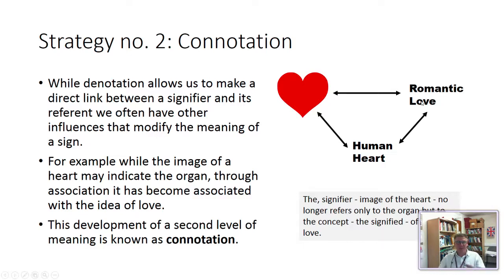And the development of a second level meaning is known as connotation, because although it looks like a heart, because we've associated it through the whole Valentine's card industry, it's come to mean this. And if I send someone a picture of a heart, it doesn't mean I'm sending you a picture of an organ or something like that. It means I'm sending you love, because we associate that image with romantic love.